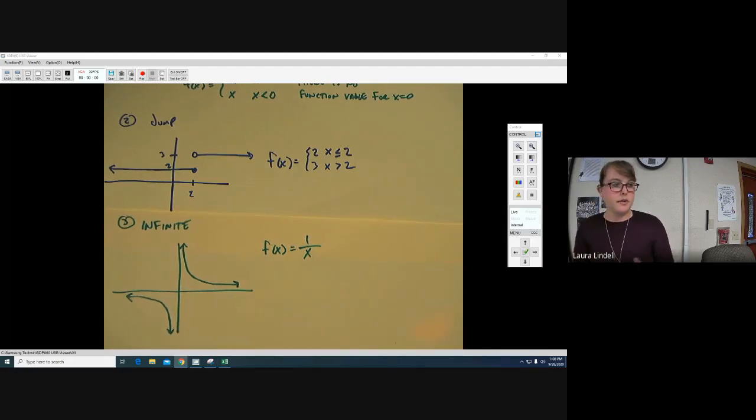So those are things we want to be able to do. Determine if it's continuous or not, figure out where and what type of discontinuity we have. And that's pretty much it for what we need to be able to do with discontinuities. So any questions about discontinuity before we move on to end behavior?